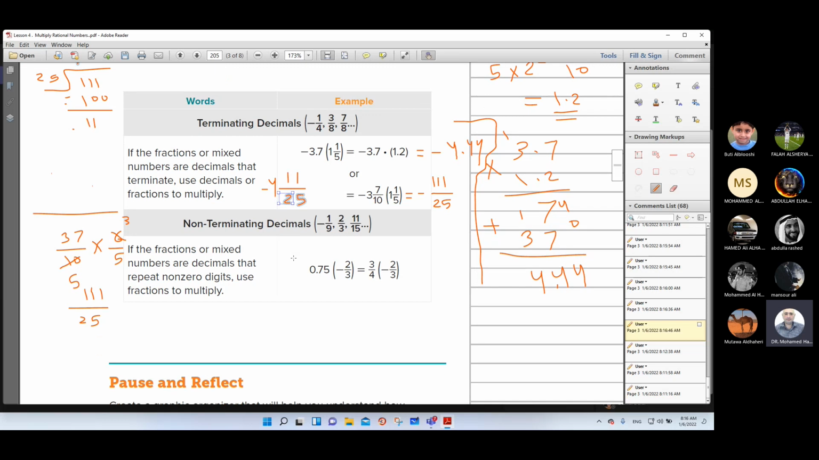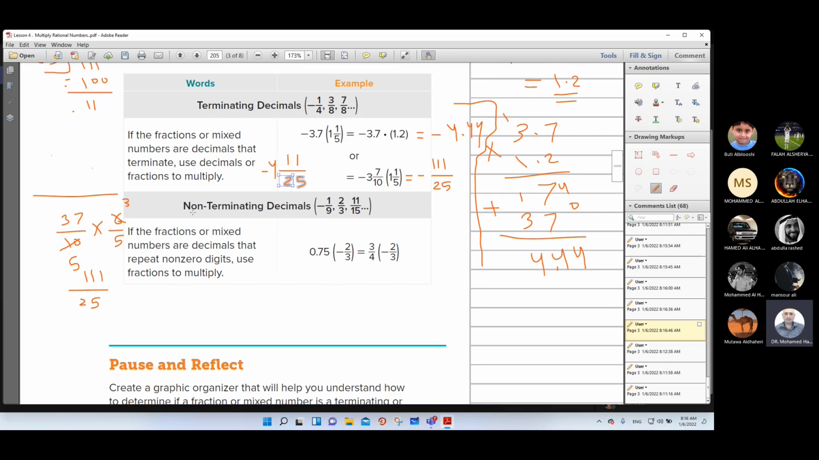In the second case here, non-terminating decimals means repeating decimals, like negative 1 over 9, 2 over 3, 11 over 15. So in this case, if the fraction or mixed number are decimals that repeat non-zero digits, use fractions to multiply. So as you see here, you have decimal and here you have fraction. In this case, when you have non-terminating decimal or repeating decimal here, don't change this fraction to the decimal. Keep it as a fraction and change the decimal to the fraction.